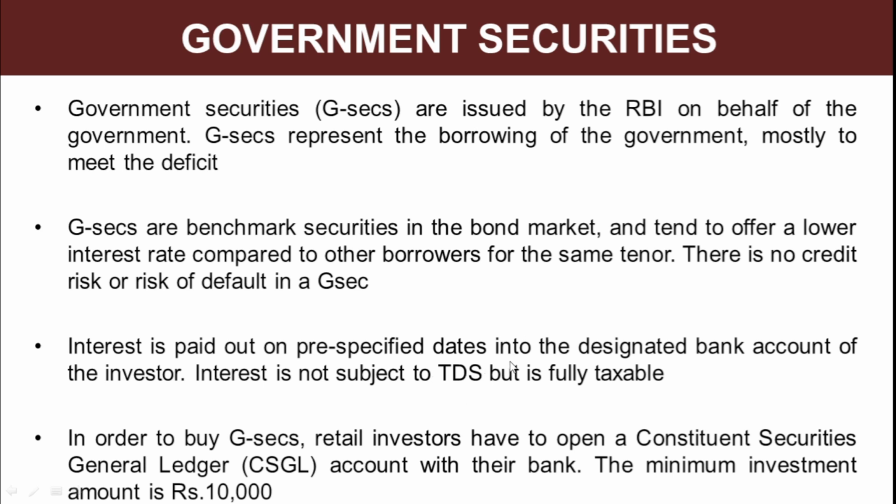Interest is paid out on pre-specified dates into the designated bank account of the investor. Interest is not subjected to TDS but is fully taxable. In order to buy G-Secs, retail investors have to open a Constituent Securities General Ledger, that is CSGL account with their bank, and the minimum investment amount is rupees 10,000.